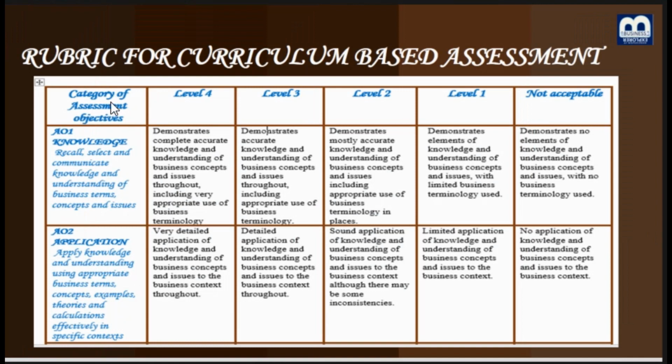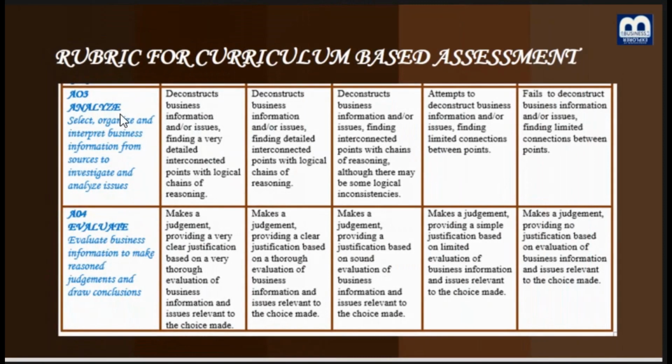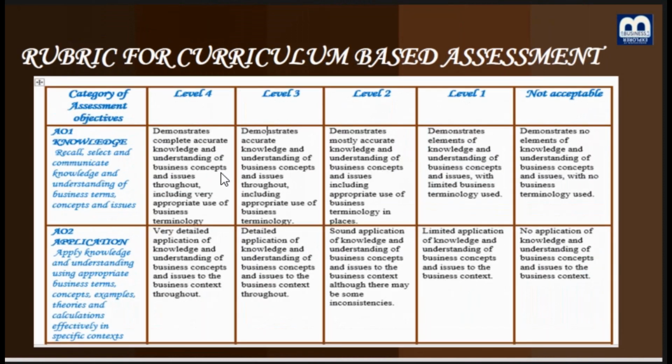On this side, you can see the category of assessment objectives. And on the top row, you can see all the levels of answering those. As you see, the first assessment objective is AO1, that is knowledge. Second assessment objective is application, that is AO2. The third assessment objective is AO3, that is to analyze. AO4 is the fourth assessment objective, that is to evaluate. So this is actually your curriculum-based assessment objectives. Let me help you how you are going to do a self-assessment.